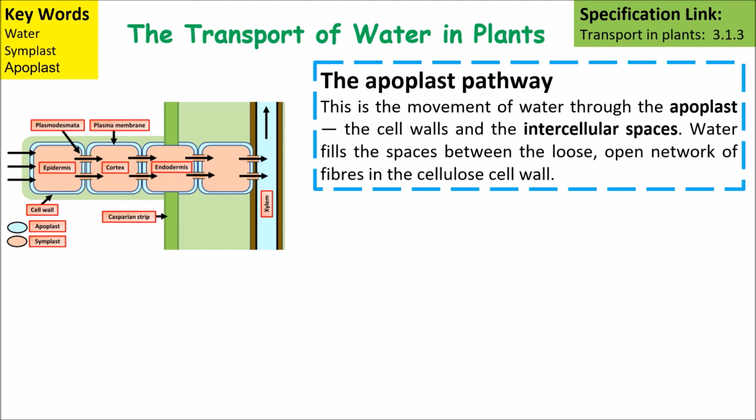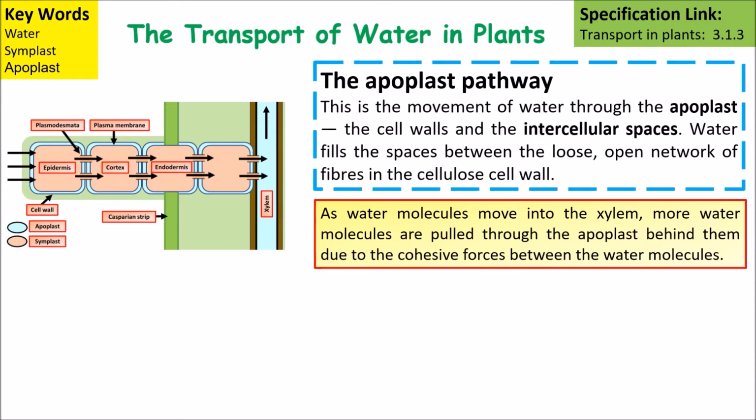So in the apoplast pathway, this is the movement of water through the cell walls and intercellular spaces. Water fills the spaces between the loose open network of fibres in the cellulose cell wall. As water molecules move into the xylem, more water molecules are pulled through the apoplast pathway behind them due to the cohesive forces between the water molecules.